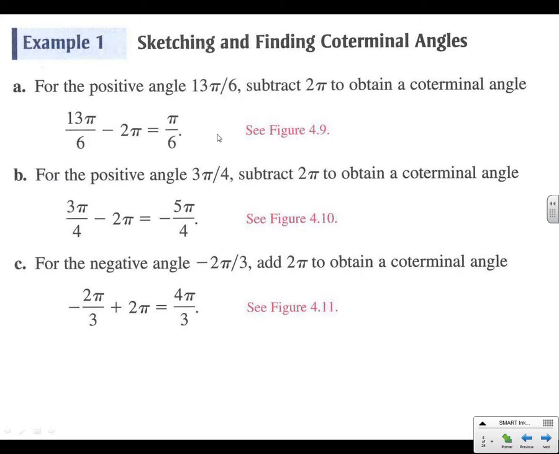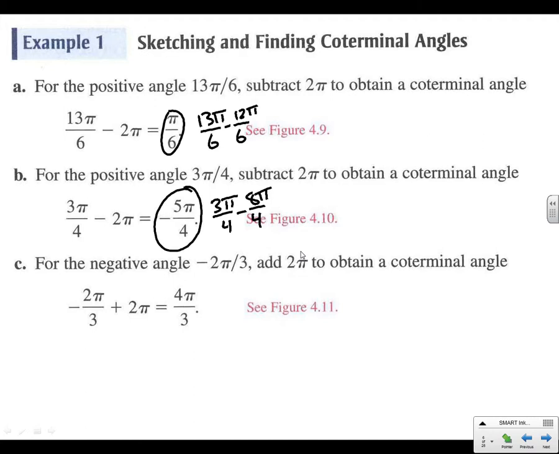Alright, so for the positive angle, 13 pi over 6, subtract 2 pi to obtain a coterminal angle. So we're doing coterminal angles. You've got the steps here, but if we wanted to make it step by step, 2 pi, if we made a common denominator, is 12 pi over 6, so we end up with pi over 6. For B, for the positive angle, 3 pi over 4, subtract 2 pi to obtain a coterminal angle. So 3 pi over 4 minus, we need a common denominator, so it's going to be 8 pi over 4. We'd end up with negative 5 pi over 4.